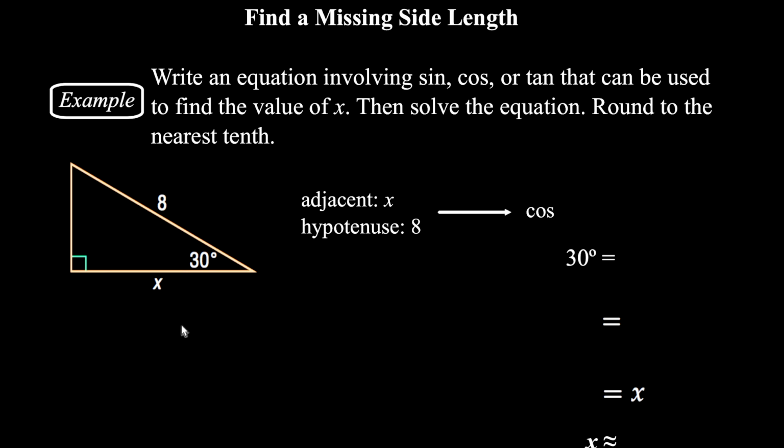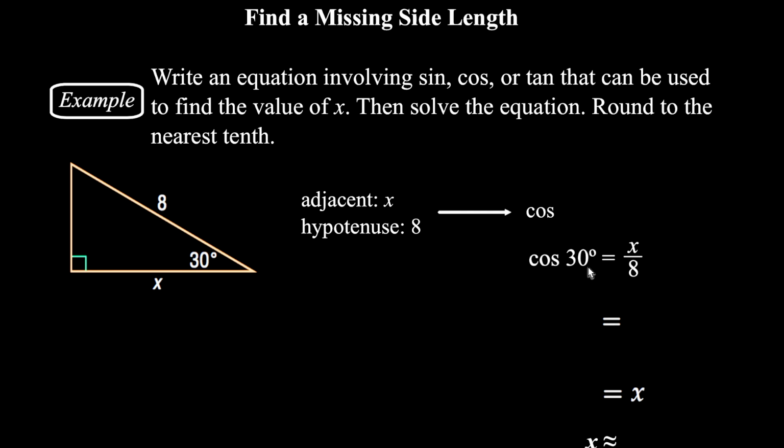The next thing we need to do is actually write an equation. So what we would say is the cosine of 30 degrees is equal to the adjacent divided by the hypotenuse. So here is the equation right here. Cosine of 30 equals x divided by 8.